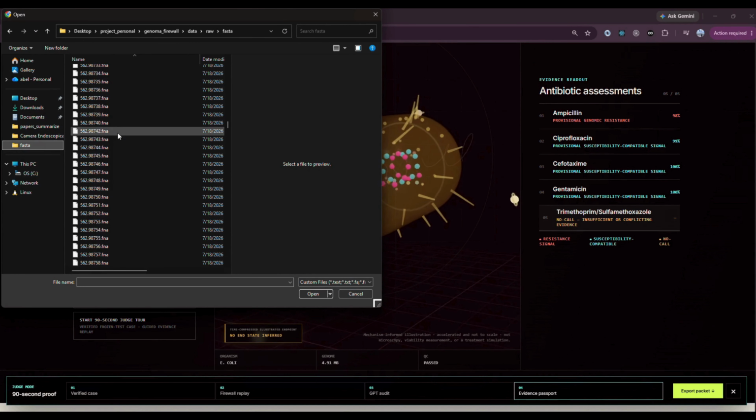Ciprofloxacin and cefotaxime display susceptibility-compatible signals through mechanism-informed views. Gentamicin illustrates ribosome stress, mistranslation, progressive membrane leakage, and a time-compressed cellular endpoint. These animations are educational illustrations, not microscopy, viability measurements, or treatment simulations. The trimethoprim sulfamethoxazole endpoint remains a no-call, so the cell stays neutral and no biological response is inferred.